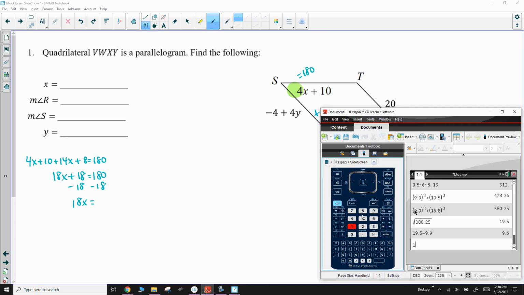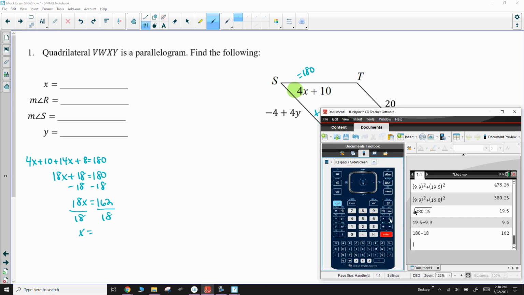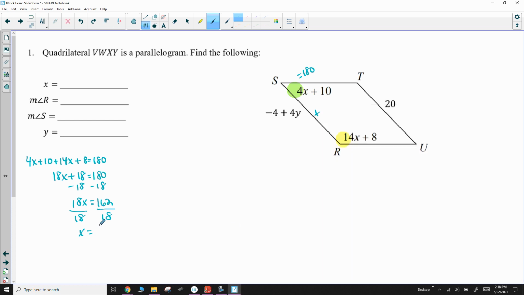18x is equal to, I have a guess, but let me check, 162. I'm going to divide both sides by 18. I need to have 162 loaded in there, so I'm just going to hit divided by 18, which is 9. Awesome. x is 9. All right, it wants to know what the measure of angle R is.